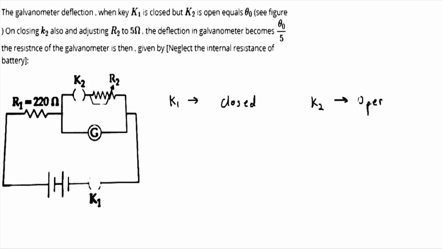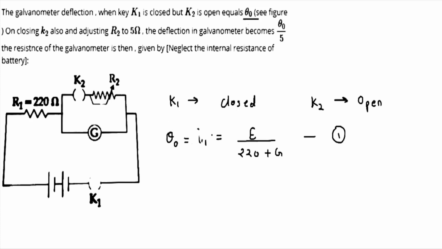So when K1 is closed and K2 is open, the current will flow only through the galvanometer. And let's suppose that current to be I1. So I1 can be written, by Ohm's law, as E upon total resistance, that is 220 plus G. Alright, so let's suppose that this is our equation 1, and also we have been given that the galvanometer deflection is theta naught. So we can write here theta naught.